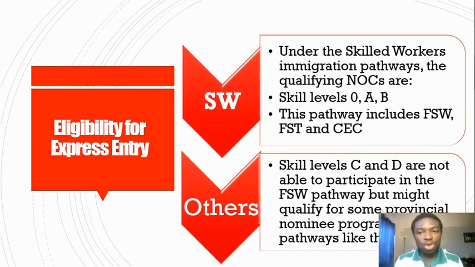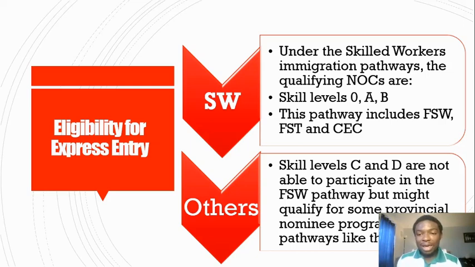Now let's talk about the eligibility for Express Entry. For Express Entry, you only qualify if you belong to skill levels 0, A or B, right? Which means that if you are in level 0, which are managers, level A, which are professionals like lawyers, doctors, bankers, auditors, or level B, which are skilled trades, then you're qualified to apply through any of the skilled workers pathways, which would be FSW, that's Federal Skilled Worker, FST, that's Federal Skilled Trades, and CEC, that's Canadian Experience Class. So for any of these three, if you're in 0, A, or B, you can apply.